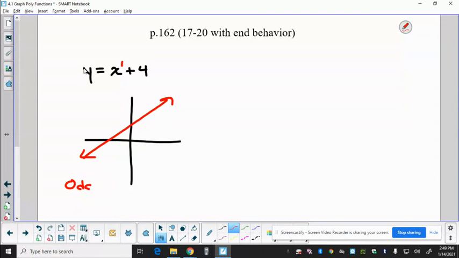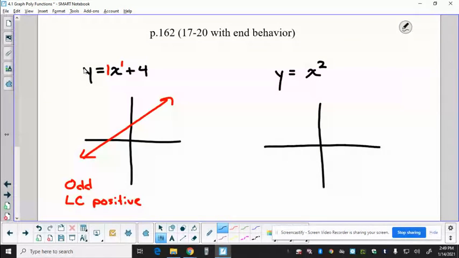How about an even function? How about something simply like y equals x squared? We studied those. Looks like that, right? See how it's an even number? It's an even function. Lead coefficient is also positive. You see how those y values are both ending up going toward positive infinity? So even functions will go in the same direction, odd will go in opposite directions. Now, had I turned these lead coefficients to negative, these graphs would simply flip over.